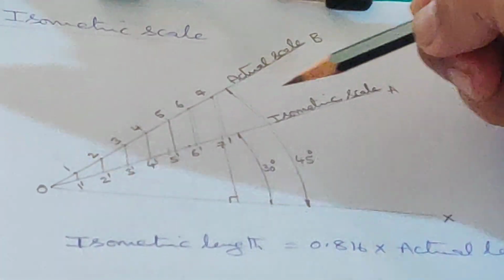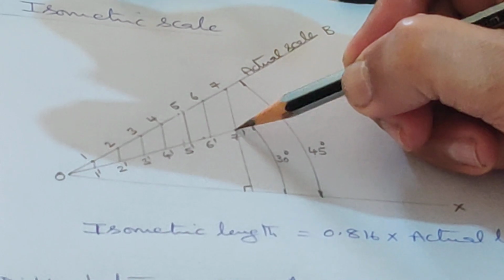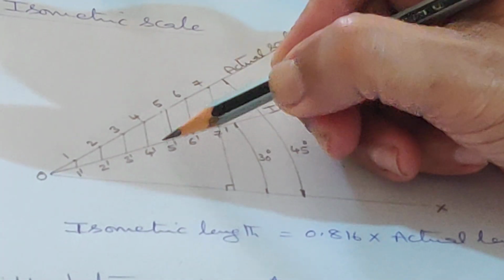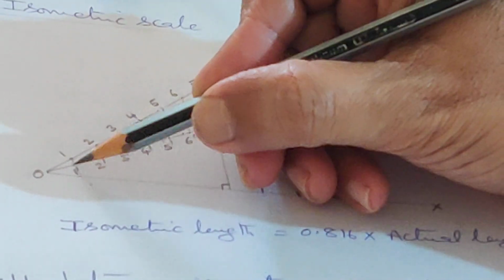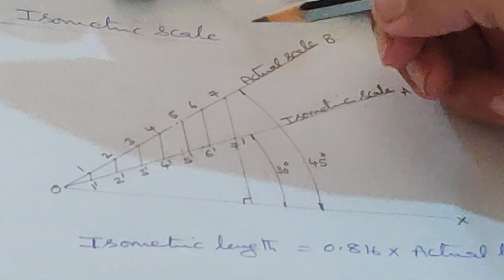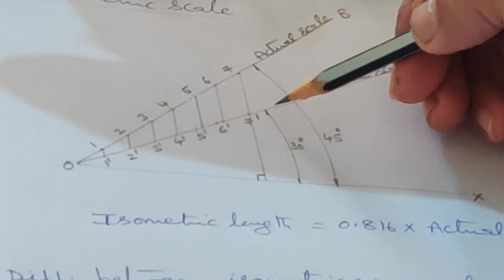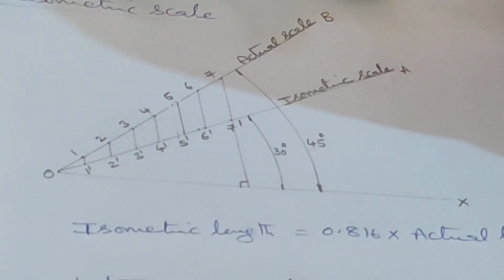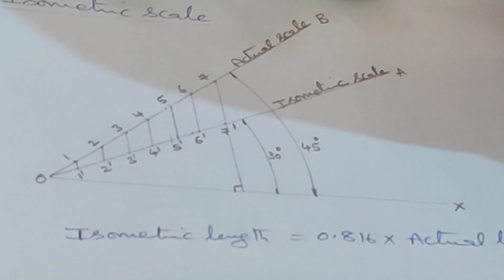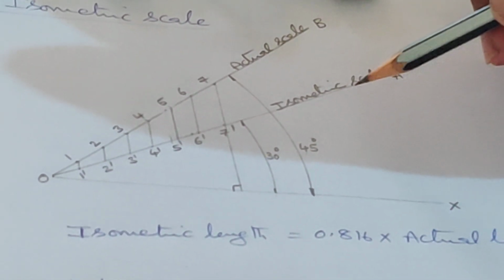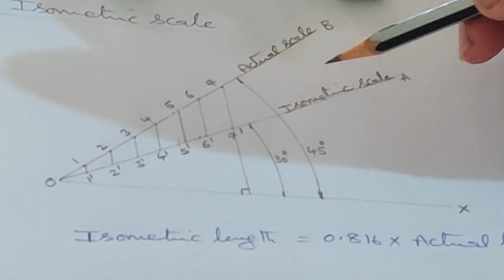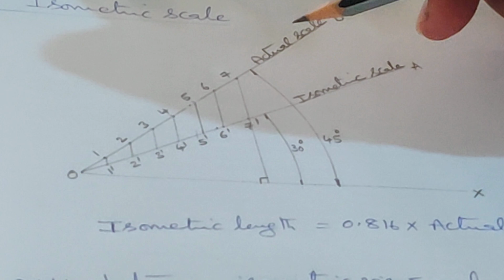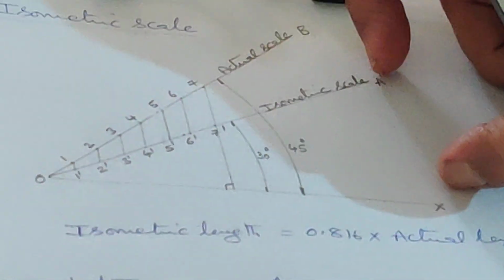So wherever they intersect the line OA, I have called those points 7 dash, 6 dash, 5 dash, 4 dash, 3 dash, 2 dash, 1 dash. Okay. So whatever scale you get on this line now becomes an isometric scale. So this is how you have to construct an isometric scale. Whenever you want to measure the isometric length of any given length, you can make use of this isometric scale.